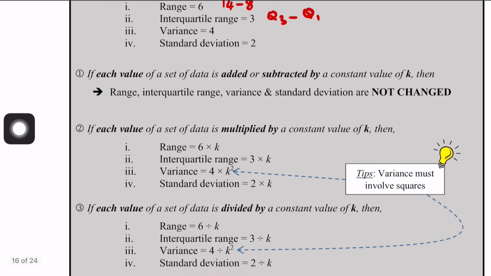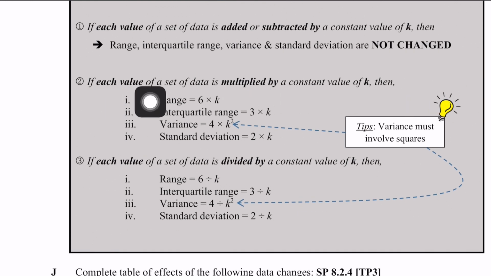Next, if each of a set of data is added or subtracted by a constant value of k, then the range, interquartile range, variance and standard deviation are not changed. Ingat, kalau kita ada satu data set, kalau kita tambah sesuatu constant value of k ataupun kita tolak sesuatu constant value, nilai dia tidak berubah. Ingat itu. While if each value of a set of data is multiplied by a constant k, then the range, interquartile range, variance and standard deviation pun turut berubah.